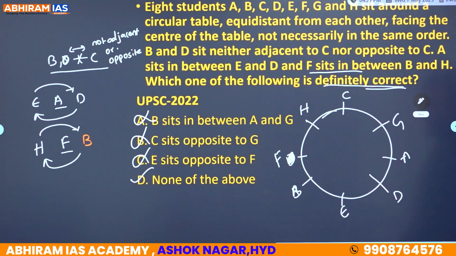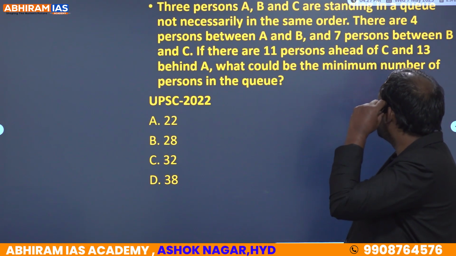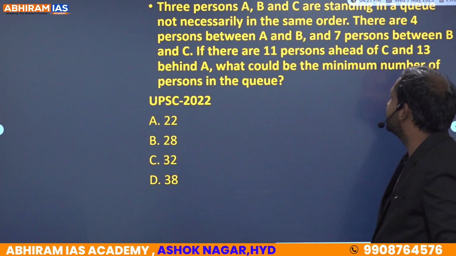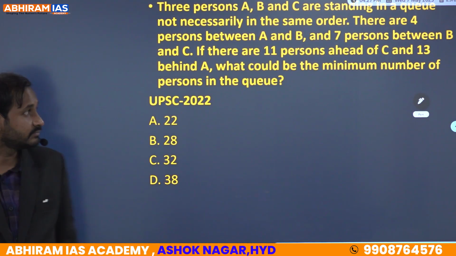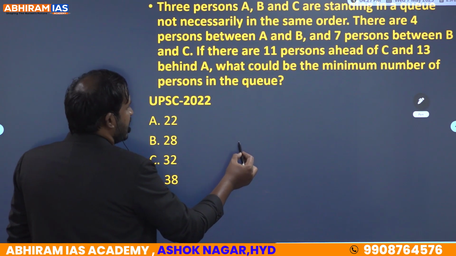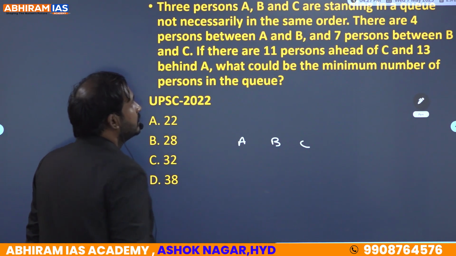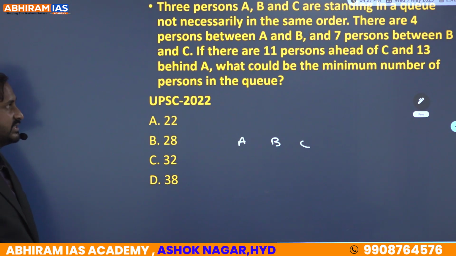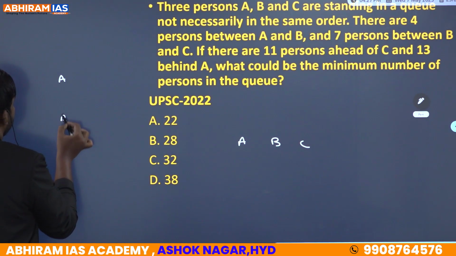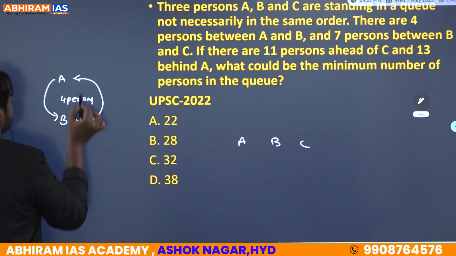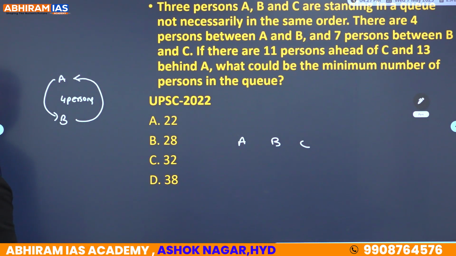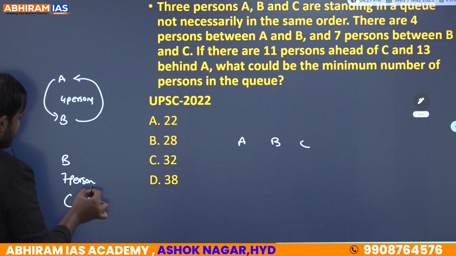Next one. 3 persons A, B and C are standing in a queue, not necessarily in the same order. Now see here students, A, B and C are standing in a line. There are 4 persons between A and B. They can be here or here, A and B. And 7 persons between B and C.